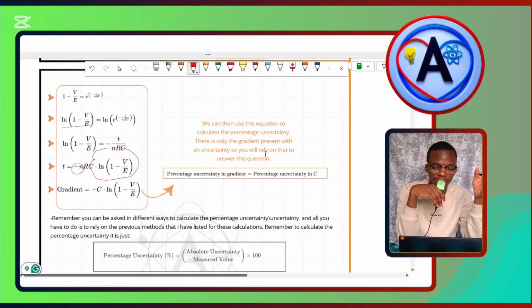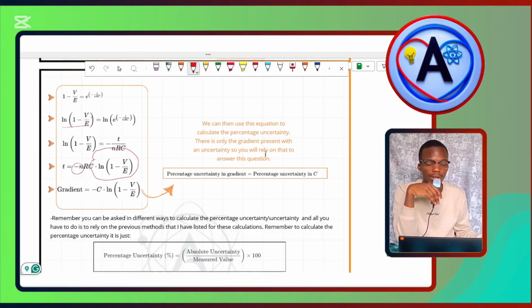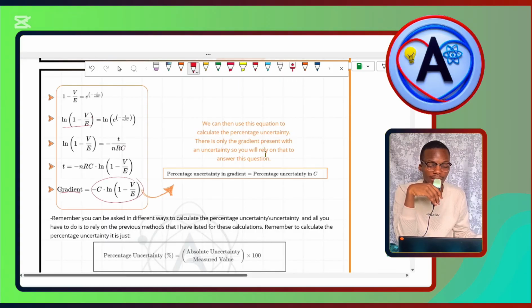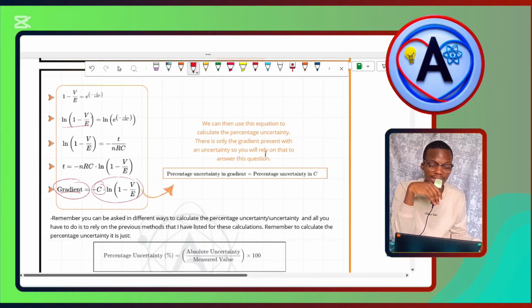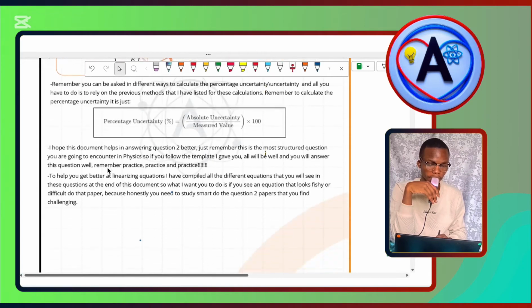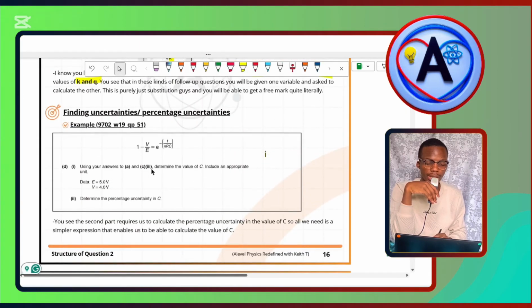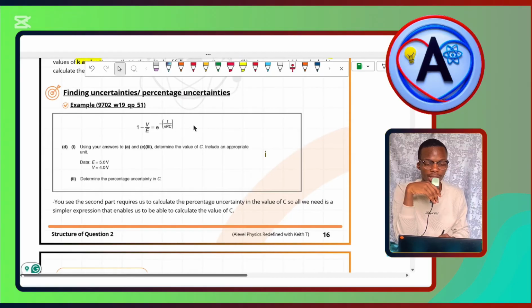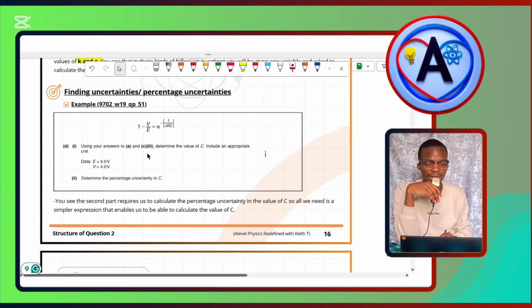You can therefore see that your gradient is basically this, because you're asked to plot a graph of something against something, right? That was t against R. So now you can see that my gradient is basically that. So my uncertainty in the gradient will basically be my percentage uncertainty in the value of C, right? Because there's only the gradient present within the uncertainty, V we don't have, E we don't have, so we just have to rely on the uncertainty of the gradient. Okay, so that's essentially what you're doing. You're given E and V, right? And you've been asked to calculate the percentage uncertainty in C using the answers to A and B3, right?